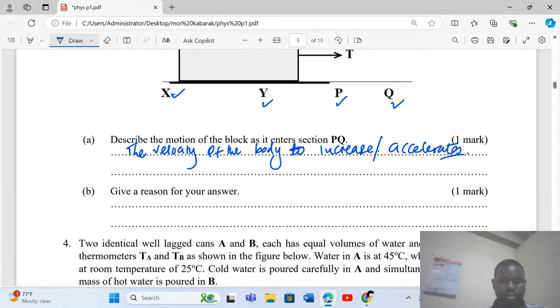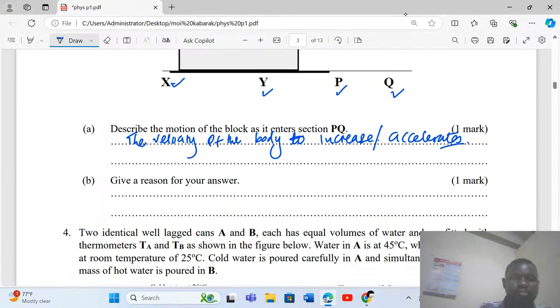It is because now we are moving from a rough surface, so there is a decrease in frictional force.